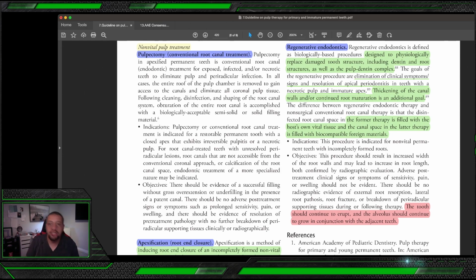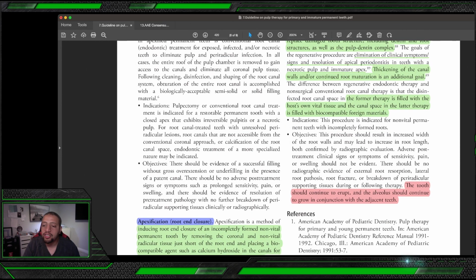So apexification versus apexogenesis versus regenerative treatment. In apexification, you are using MTA, composite or gutta-percha to fill the inside of the root. Here, no, he is aiming to induce bleeding inside the canal, which is sterile now after eliminating everything, and he's aiming to get some soft tissue inside the root itself. Okay, to cut it short for you, the tooth should continue to erupt and the alveolus should continue to grow in conjunction with the adjacent tooth.